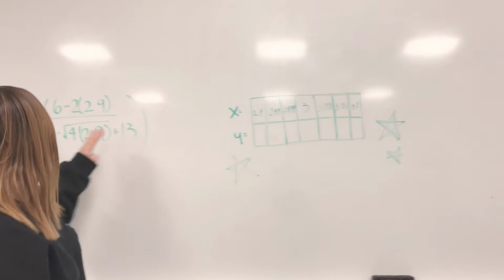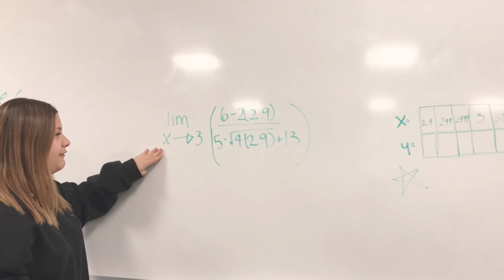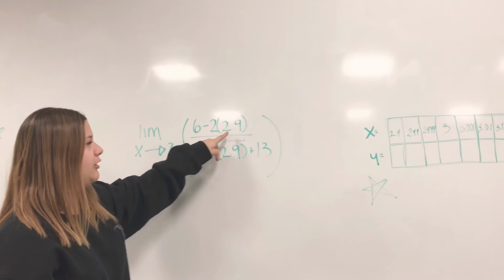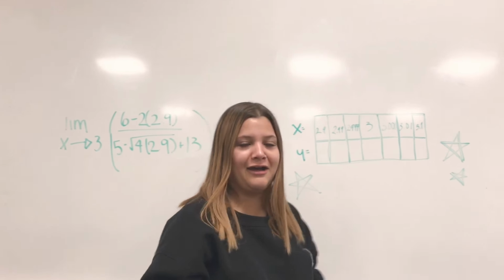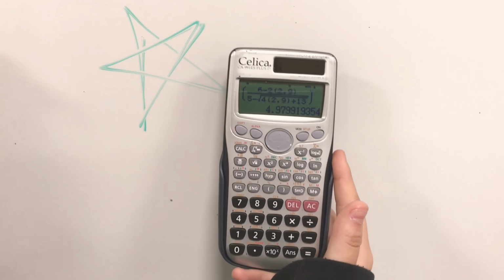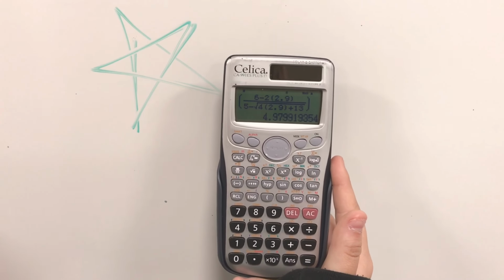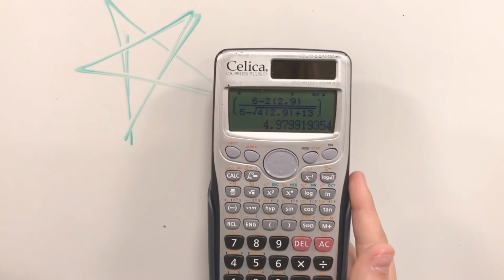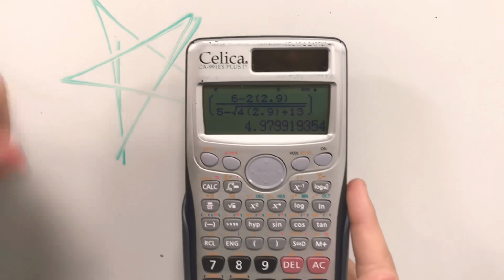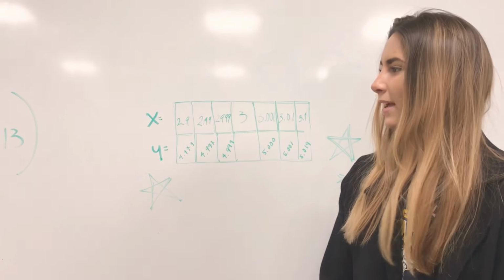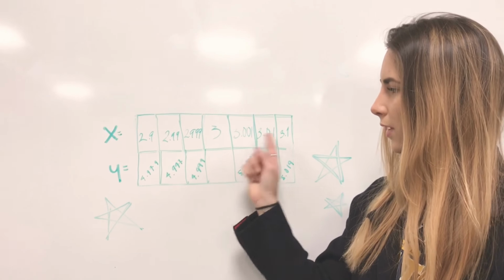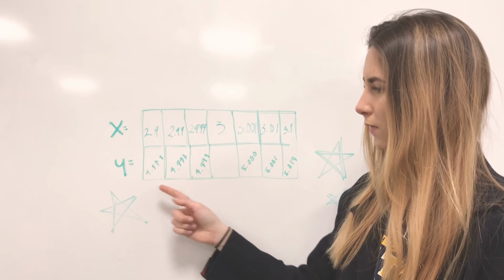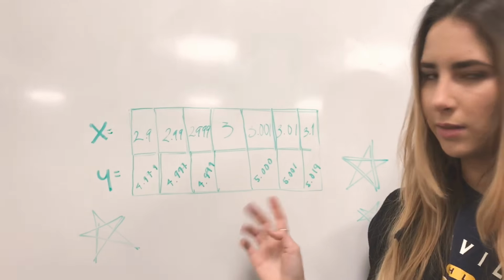For example, when limit of x approaches 3, we're gonna plug in like the 2.9, and for our answer we're gonna have. Now that we picked an x value and plugged it in our equation, we're gonna plug it in the calculator, and that's what we get. We followed this procedure of plugging into the calculator with each one of our x values. Once we did that, we got all of these results. We used only 3 decimals.